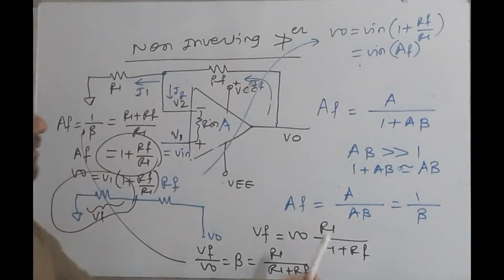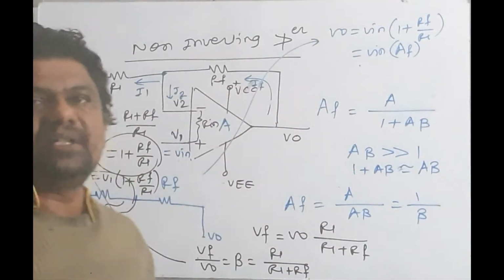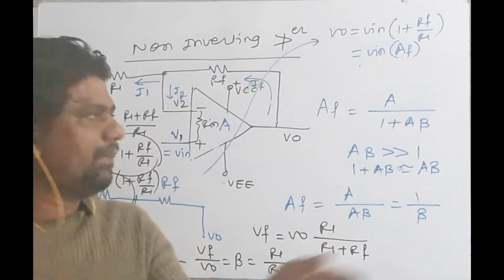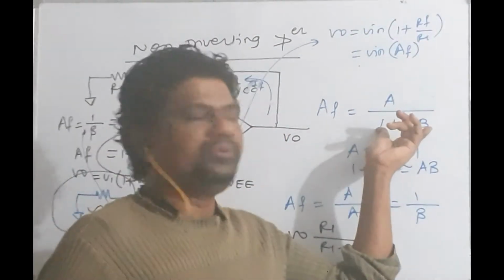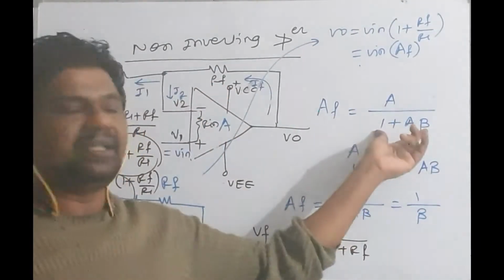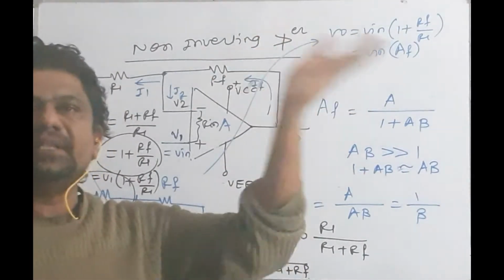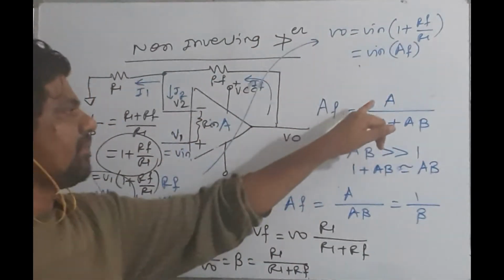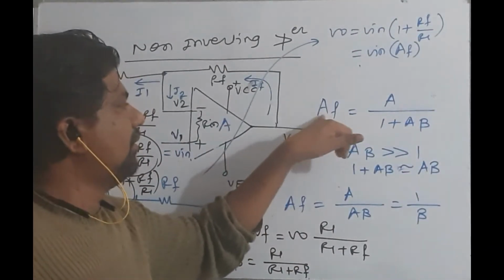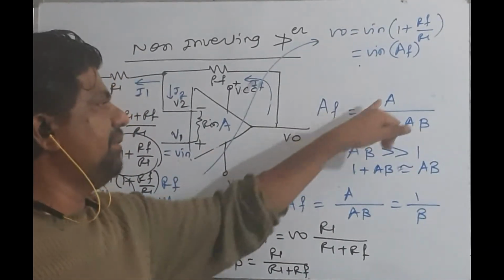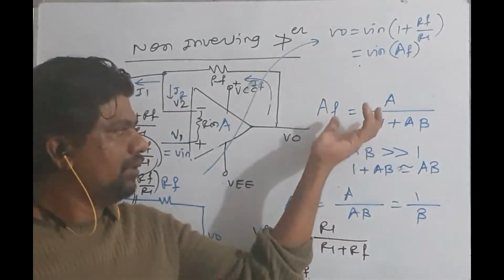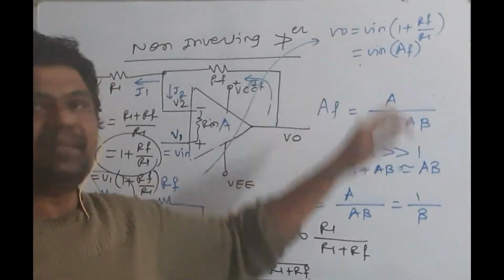So basically we need to understand the impact of negative feedback. With negative feedback, distortion will reduce by factor 1 plus A beta. Noise will be reduced by factor 1 plus A beta. Bandwidth will be increased by factor 1 plus A beta. Input impedance will be improved by factor 1 plus A beta. Output impedance will be reduced by factor 1 plus A beta. Then we can say that gain will be reduced by factor 1 plus A beta, isn't it? So by using these characteristics also we are getting the same answer.